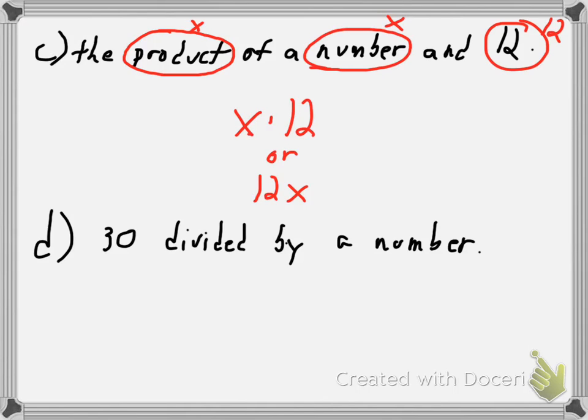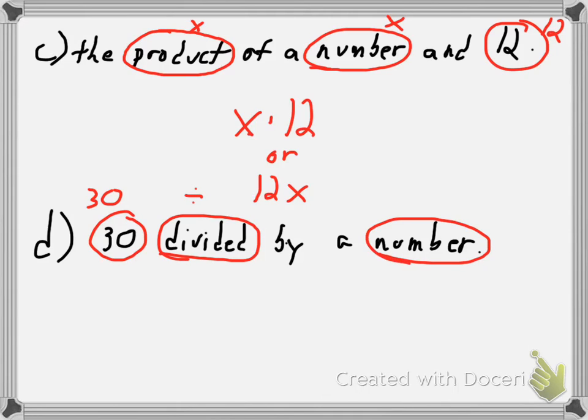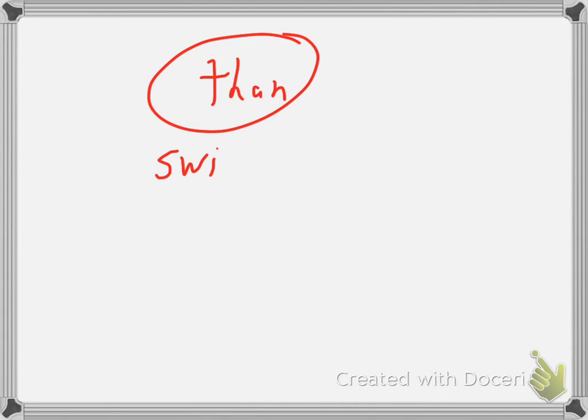Let's look at our last one, 30 divided by a number. So I can see that I have 30 here. I can see that I have divided. And then I have by a number. We go back to n. And now I can put this all together. 30 is divided by n. 30 divided by a number. There's my answer.